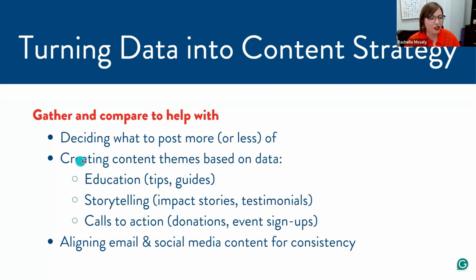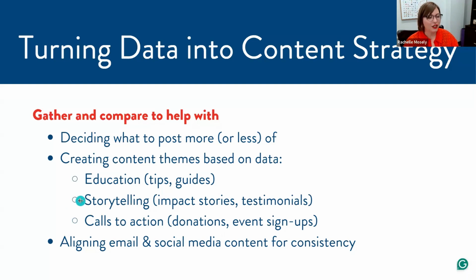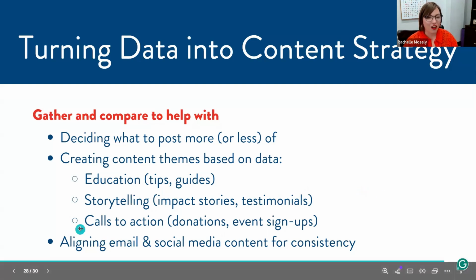And so then think about creating content themes based on the data. So let's say I was doing a bunch of posts on tips on how to be the best CASA volunteer, right? And let's say those were going really well. So leaning into some of those themes that we know are resonating with people. Storytelling is always going to hit. So if you're doing some storytelling and it isn't, it might just be the way you're doing it that you need to think about. And then calls to action like we talked about before.